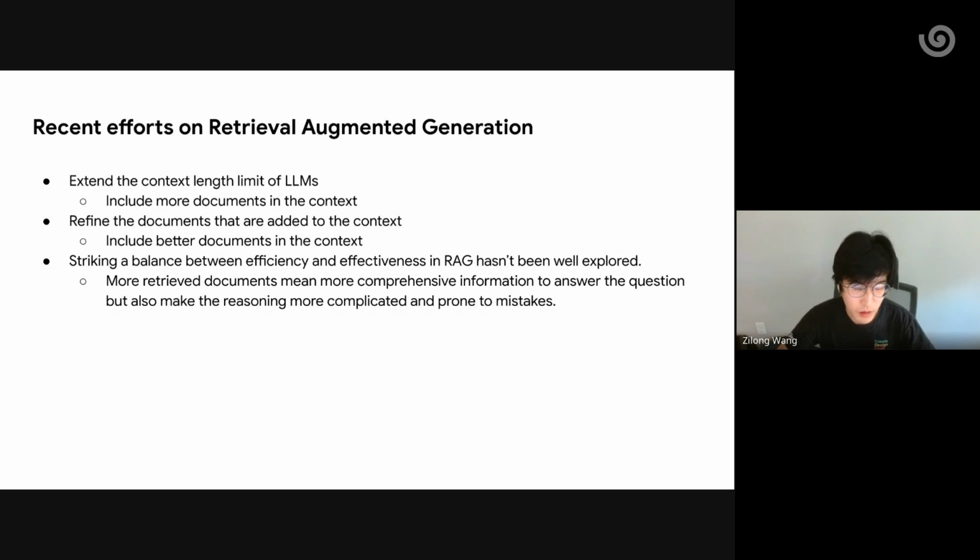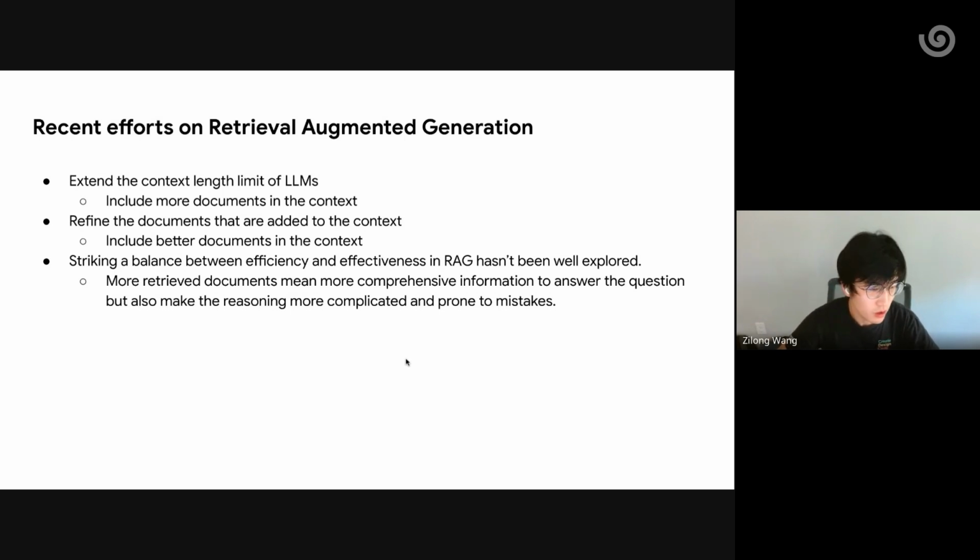Another direction is on the retrieval side, where you can refine the retrieved documents with some tricks. Maybe you can use a large model to summarize it, to rewrite it, to do many different refinements on the retrieved documents, so that when the model answers the questions, it will have better documents and better contextual information.